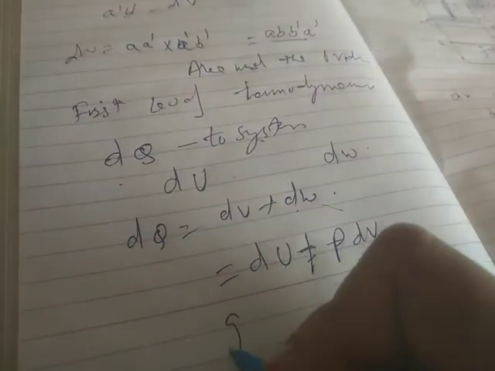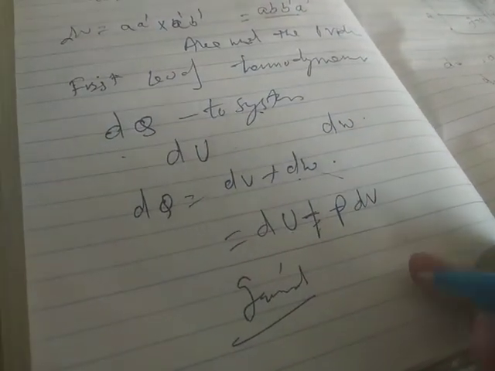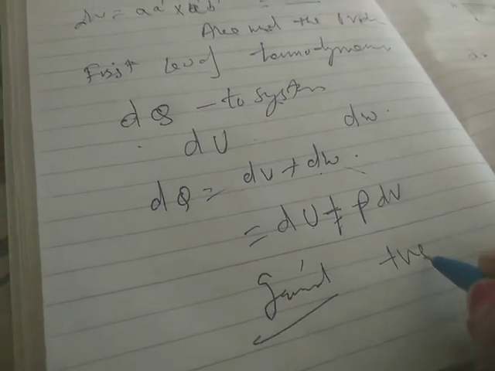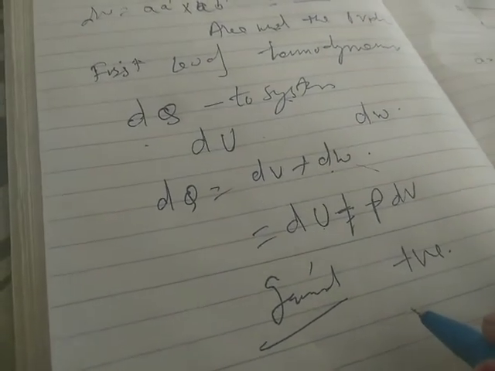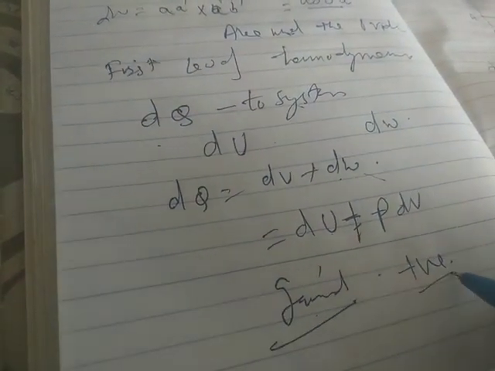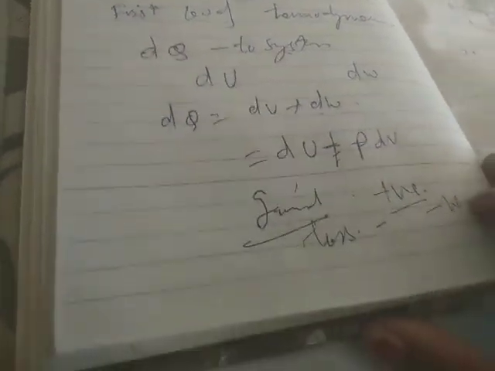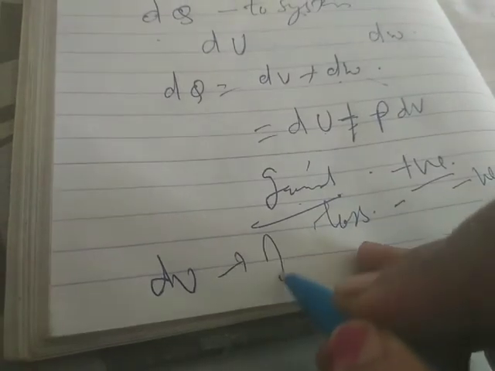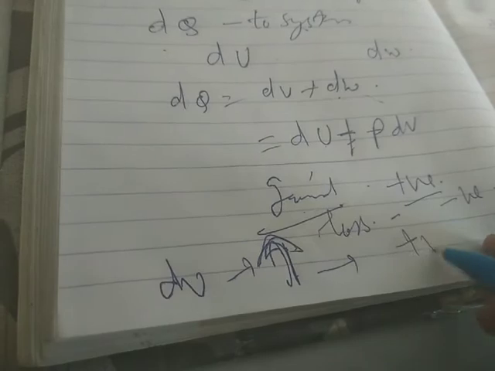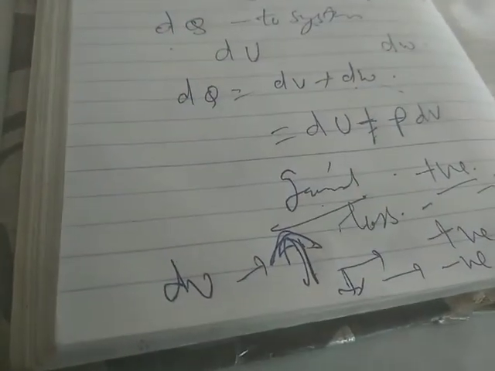If heat is gained by the system, that is, heat is added to the system, then it is positive. If heat is lost by the system, it is taken as negative. Means if heat is gained by the system, that is positive; if heat is lost by the system, that is negative. Similarly, if there is an increase in internal energy, clear, then that is taken as positive. If internal energy is decreased, that is taken as negative, clear.